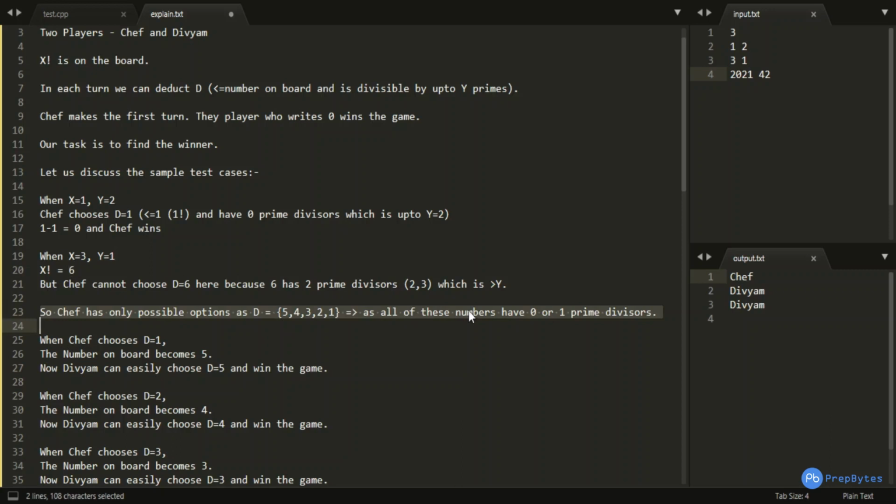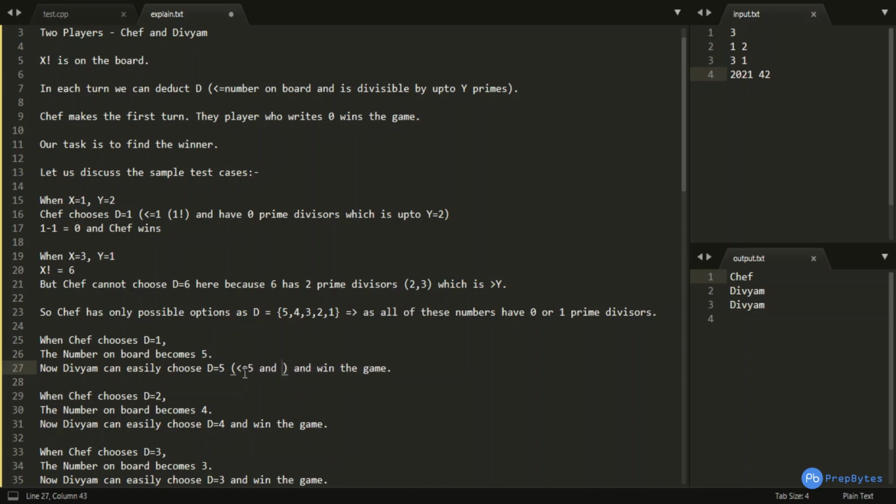And all of these numbers also have prime divisors either 0 or 1, because 5 has 0 prime divisors, 4 has 1, 3 has 1, 2 also has 1, and 1 has 0, right? Okay. Now when chef chooses d equal to 1, the number on the board will become 6 minus 1, which is nothing but 5. Now Divyam can easily choose d equal to 5, because 5 is also less than or equal to the number written on the board, which is 5.